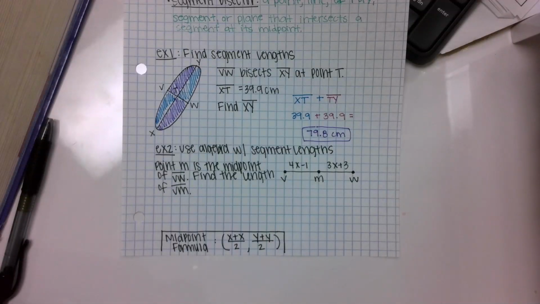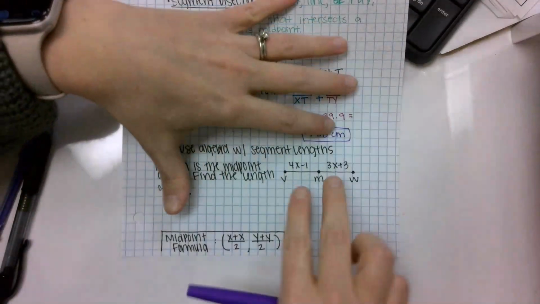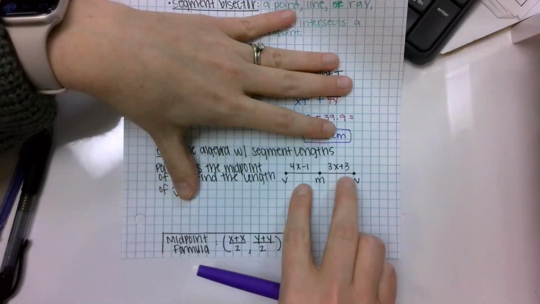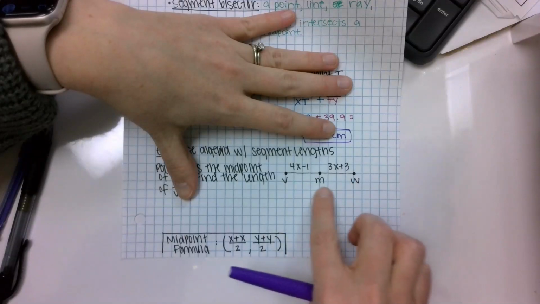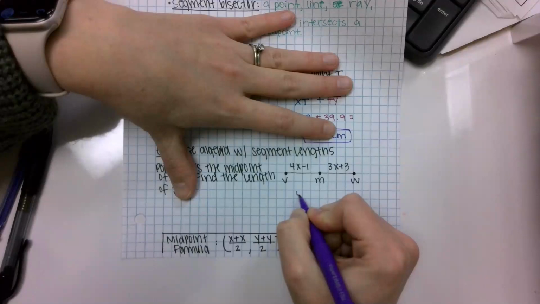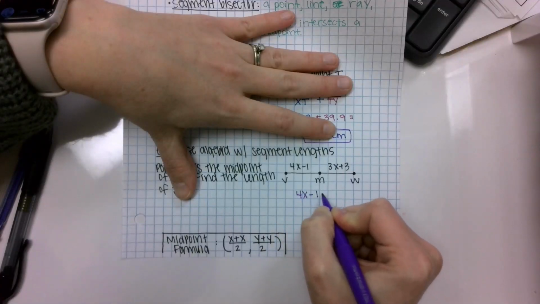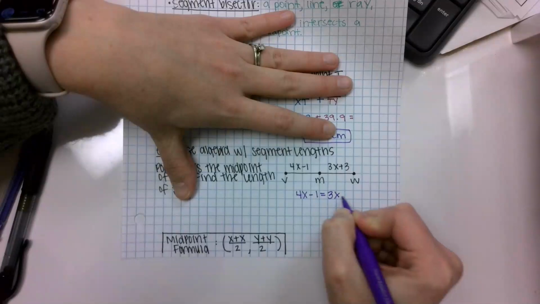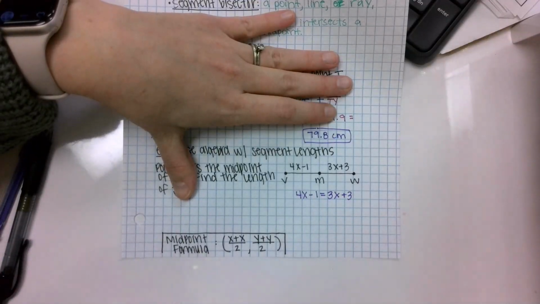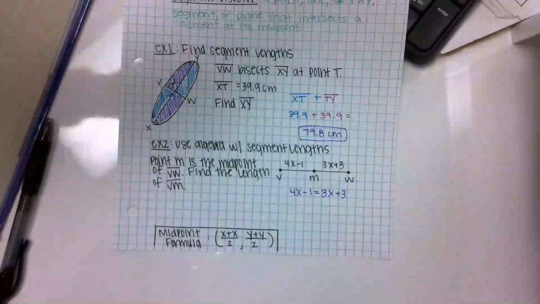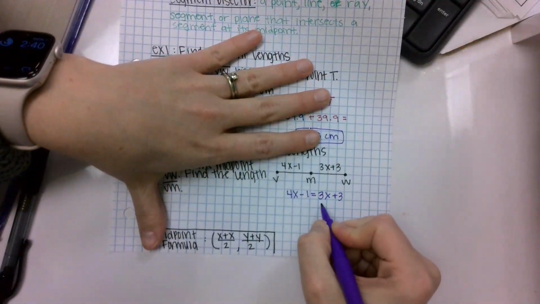Good afternoon, ladies. So again, midpoint means it cuts it in half, so it should be 2 equal parts, right? If these two pieces, VM and MW, are equal to each other, then I'm just going to set them equal to each other and make an equation. So now I have a multi-step equation with variables on both sides.